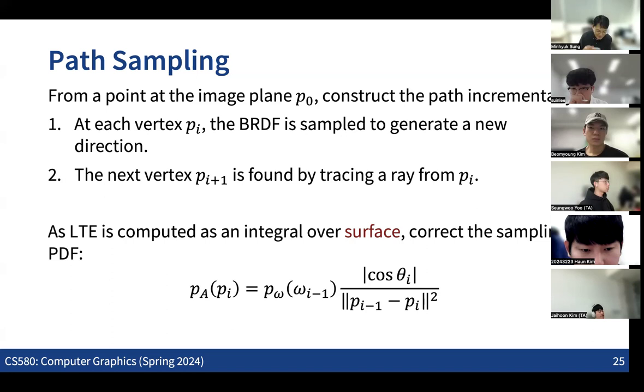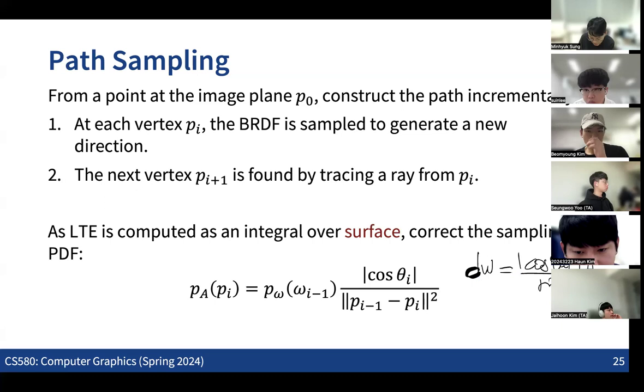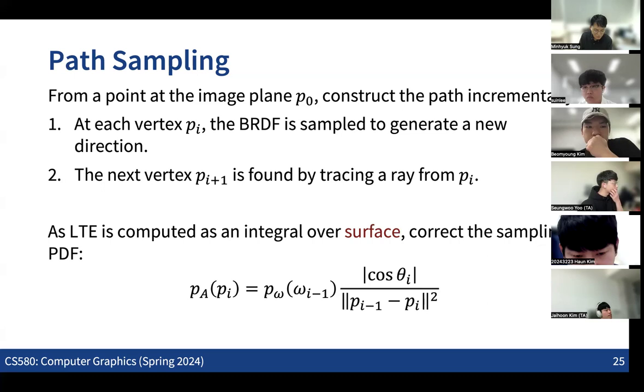Obviously, there are lots of details in a real system. One small thing is that we are not only sampling based on the BRDF, because we are also computing the LTE, the light transport equation, as an integral over the surface. So we correct the sampling PDF based on the relationship between the differential solid angle and the differential area that we saw in the previous lecture. The relationship between these two was defined like this, right? Since we are now taking the integral over the surface, not over the solid angle, we are not only sampling based on the BRDF, but rectifying the PDF using this equation, so that we can sample based on the surface. These are the basic ideas about incrementally constructing paths and doing path tracing to calculate the LTE.